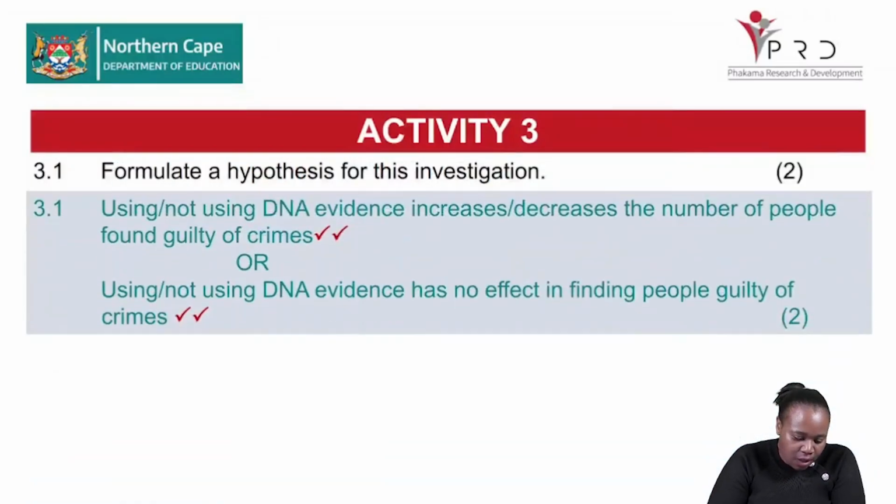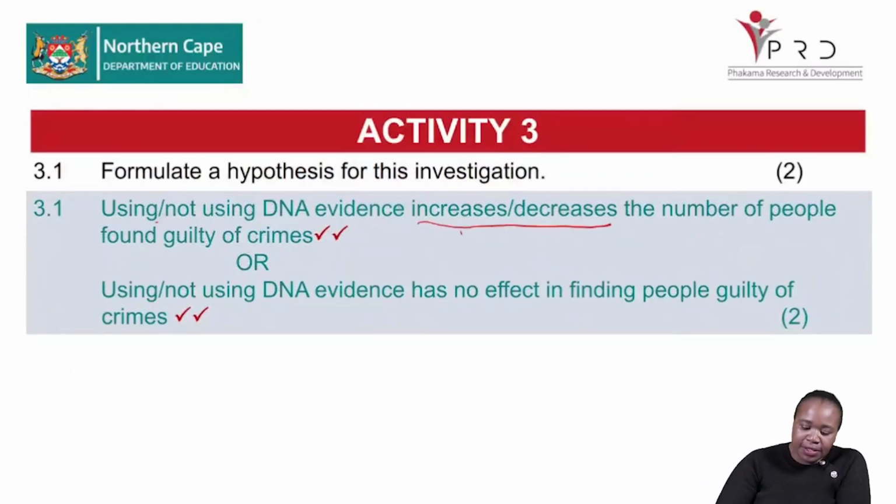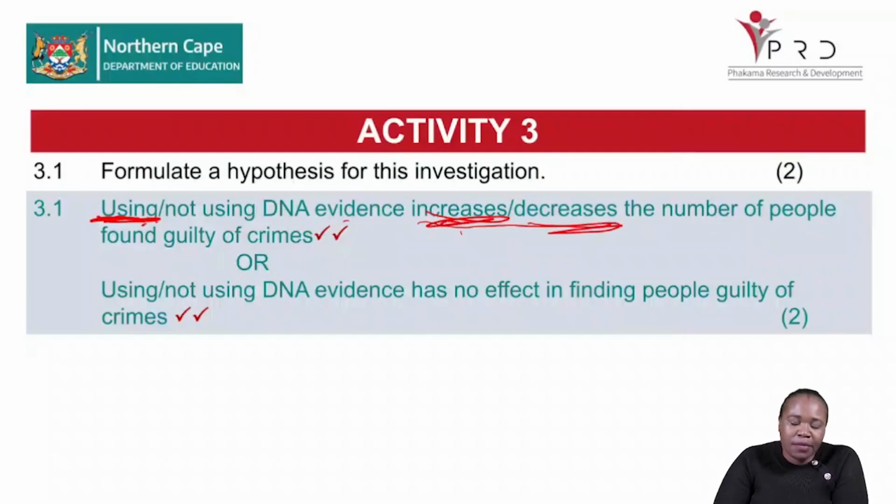But let's have a look at this one. It says, using or not using DNA evidence increases or decreases the number of people found guilty. So you can say using DNA evidence increases the number of people found guilty. Or you can say using DNA evidence decreases the number. It's up to you, right? Or you can say not using DNA evidence increases or not using DNA evidence decreases. It is up to you. You would still get your 2 marks. Or you can say using or not using DNA evidence has no effect on finding people guilty. So that is your hypothesis.